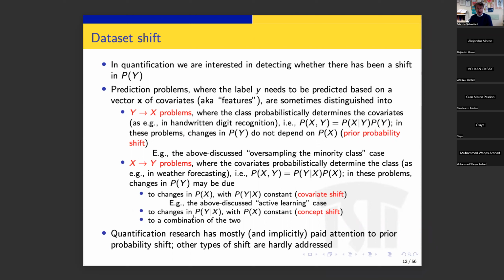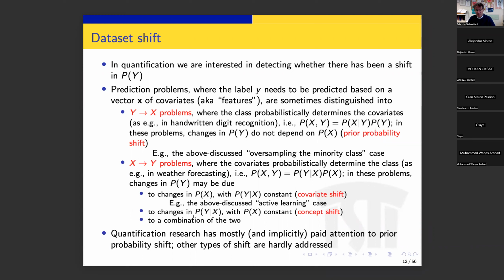So in these problems, changes in Py may be due to different reasons. One typical case is changes in Px, but with Pyx being constant. In this case, maybe you have trained the system to predict rain in one region, and you want to apply it in a different region where typical conditions in humidity, in wind, in temperature are different. But Pyx tends to be constant. The physical laws that determine when it rains or not tend to be constant.